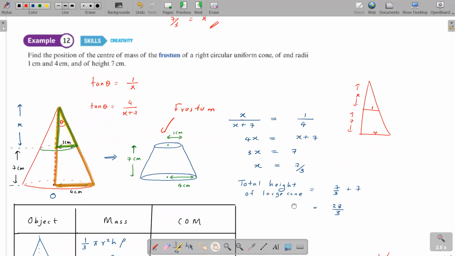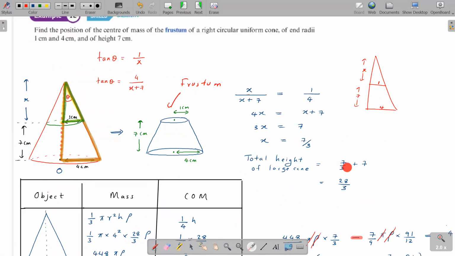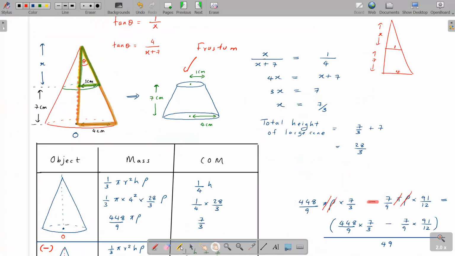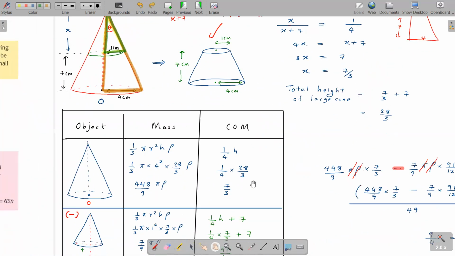And then remember, to get the total height of the cone, you have to add 7 over 3 to this 7. That's what gives you the total height. And guys, that's how I got this value 28 over 3. Do you see now the height of the cone? I was using the large cone. Height of the large cone is 28 over 3. And that's how I got that particular value.